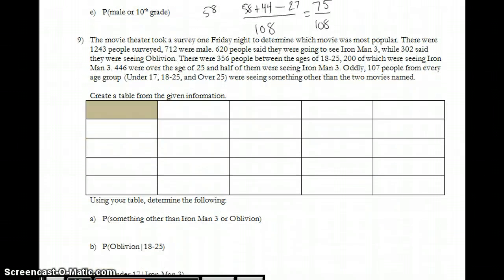Now we're going to have to fill in the information for ourselves. A movie theater takes this survey on a Friday night. This must have been made last year when Iron Man 3 came out. There were 1,243 people total surveyed. Each person is either going to see Iron Man 3, Oblivion, or something else. So we have Iron Man 3, Oblivion, or other. Each person is either male or female.